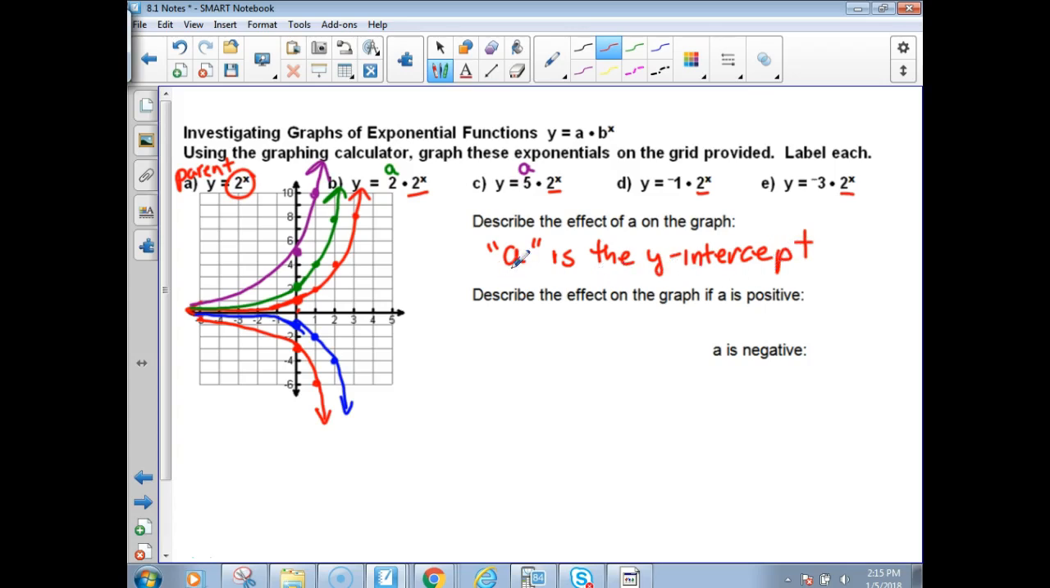Another way to put that is it is the original amount. Because we're going to be getting into some word problems and applications of this stuff. Describe the effect on the graph if A is positive. Well, then the graph is stretched vertically. So it's either stretched or maybe even flattened, it could be.